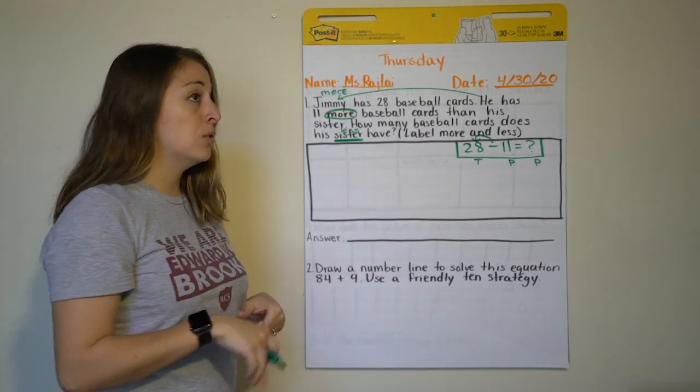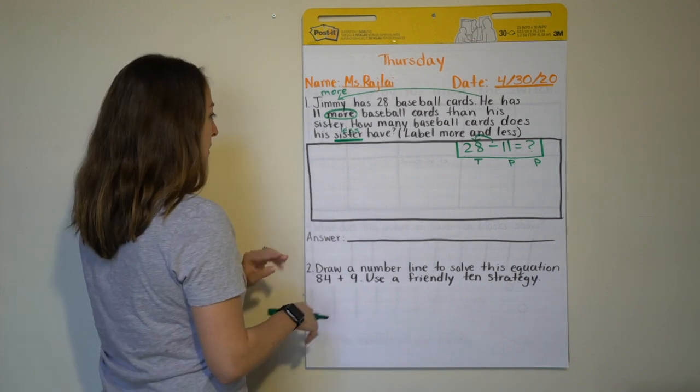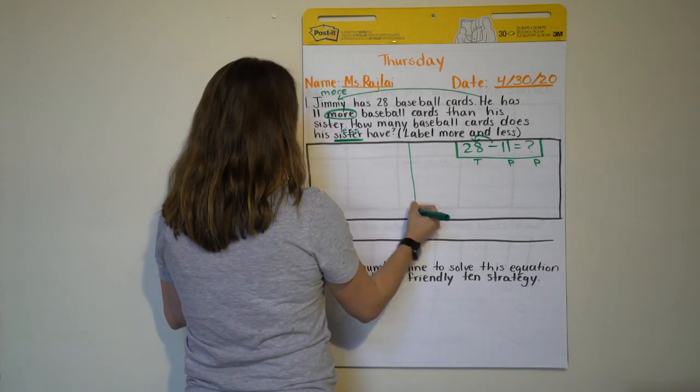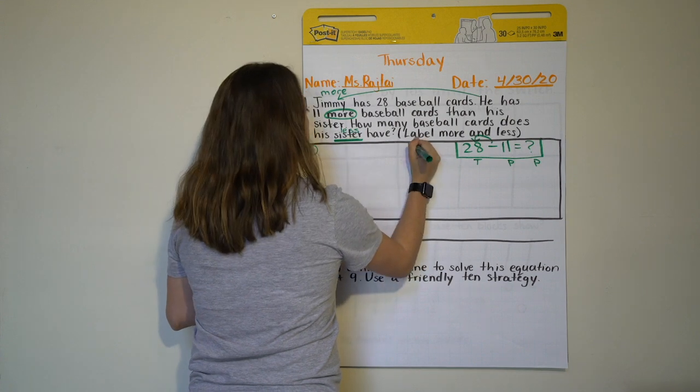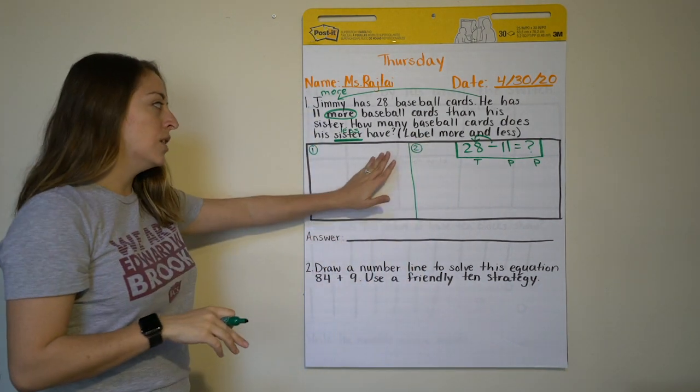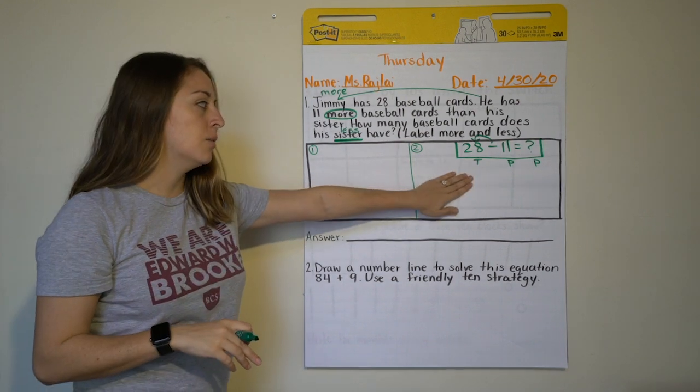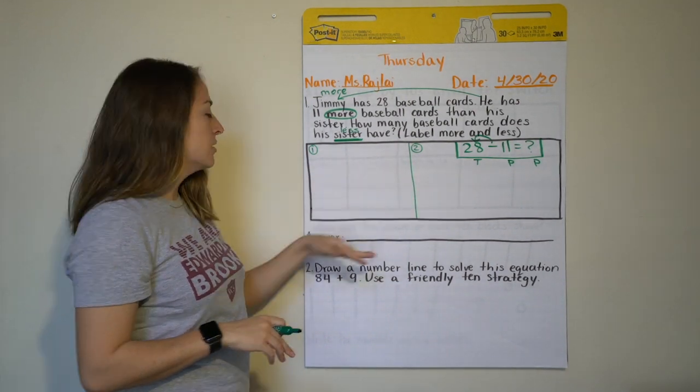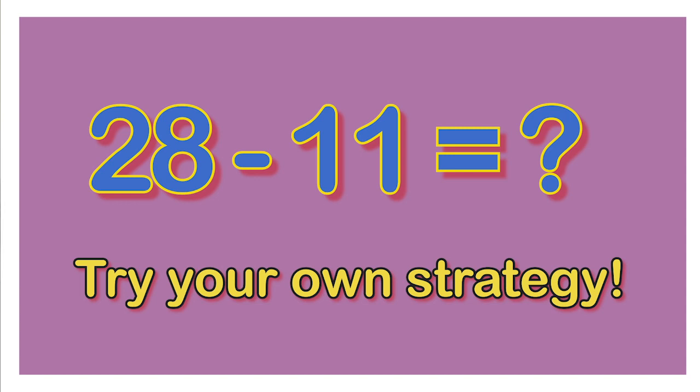So I actually want you to do 2 strategies for this one. So put a line in the middle and write 1 over here and 2 over here so you can do 2 strategies. Now first, I just want you to do this strategy, and for here, we're going to do a number line one. So you can get started on this first strategy.